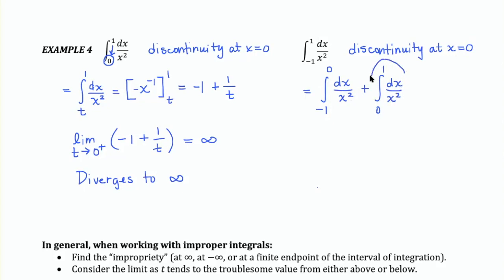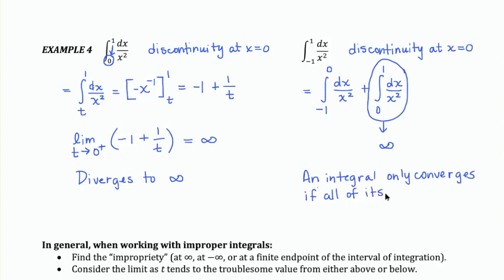And this integral right here is the one we just calculated in the first part of this example, and we showed that this one diverges to infinity. There is a rule that states an integral only converges if all its pieces converge. So as soon as I know that this integral diverges, then the whole integral must diverge to infinity.